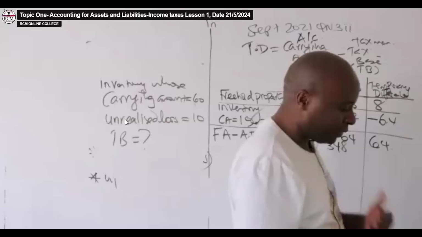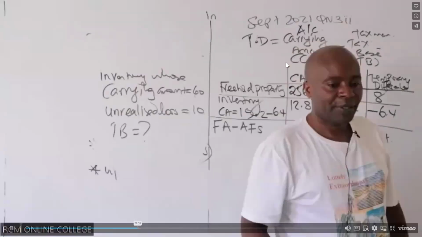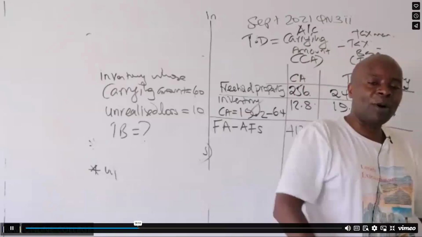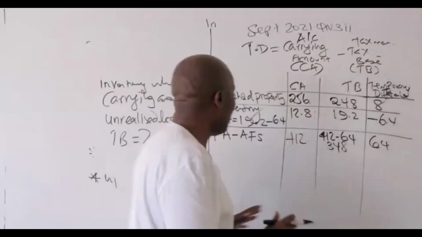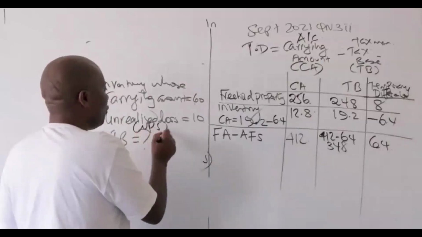I can see these charts here. They are getting it. All right. So in inventory, the carrying amount has been given as 60, with unrealized losses, what we would also call UPS, of 10.